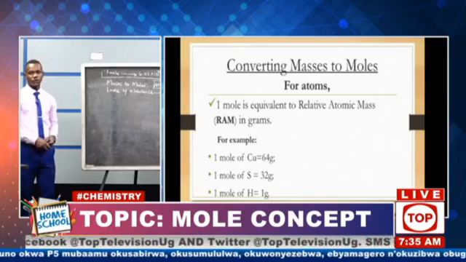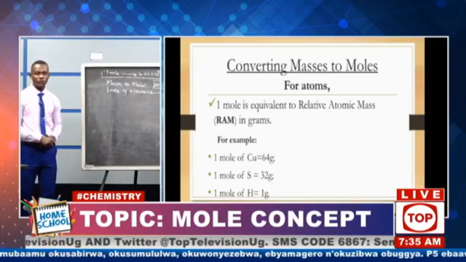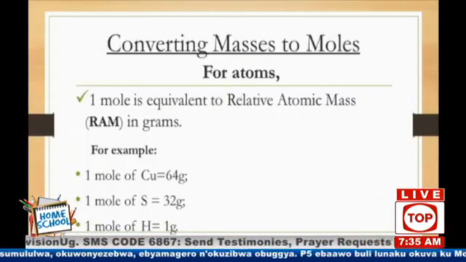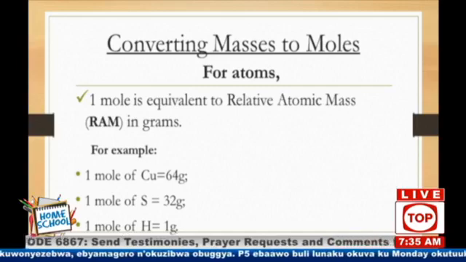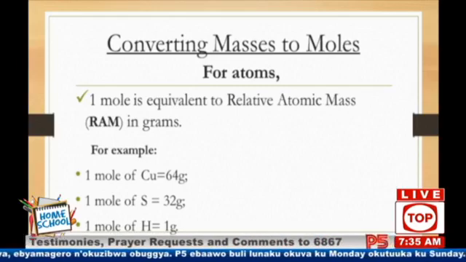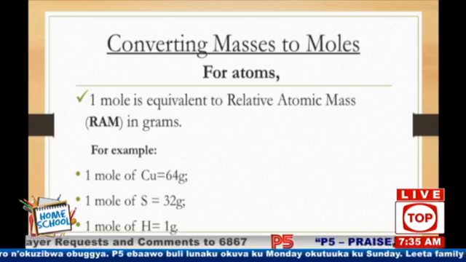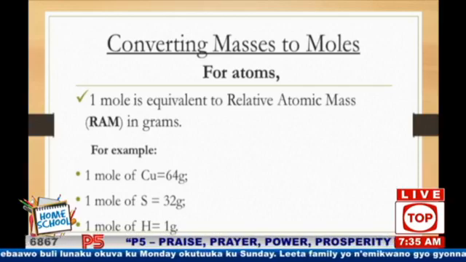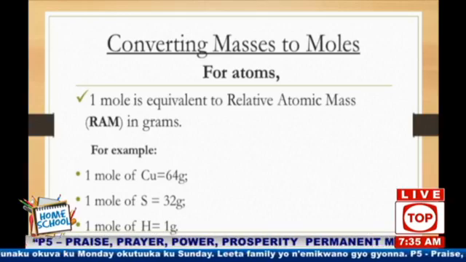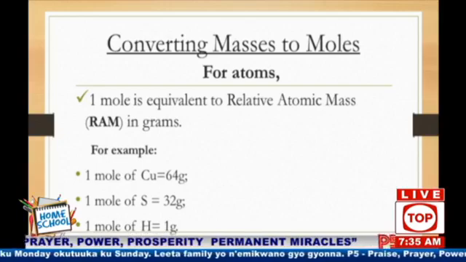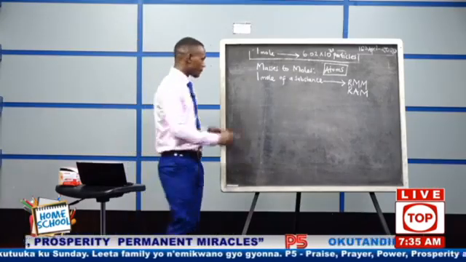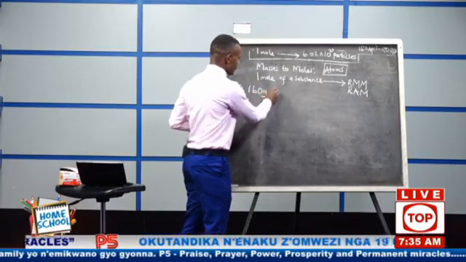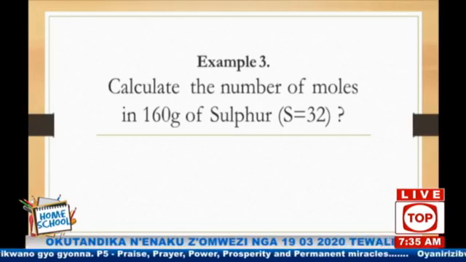That number you get from the periodic table. You go there and you find the atomic mass of a given element, and you bring that answer and put grams there. So that's what we are going to be using. When we go to our very first example, we say calculate the number of moles in 160 grams of sulfur. In example number 1, it is giving us 160 grams of sulfur.